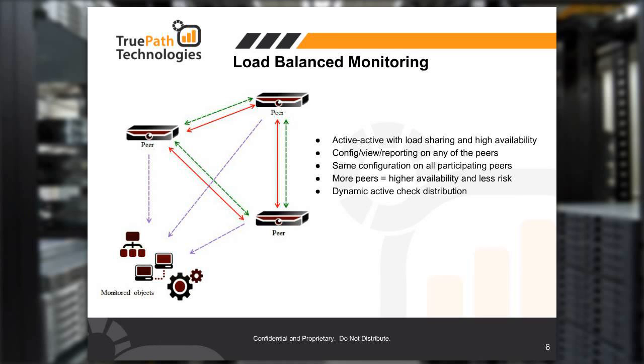It's automagically done, and I'm going to show you that in the demo coming up. Once you have a single peer, you add the next peer, and it balances across there. The next one balances it in thirds, and so on. You can look at the configs and reporting on any of the peers. All of the peers are the same configuration. And again, you can keep growing this thing out. The more peers, high availability, and there's totally dynamic active check distribution. And we can show it on the fly as well within the demo.